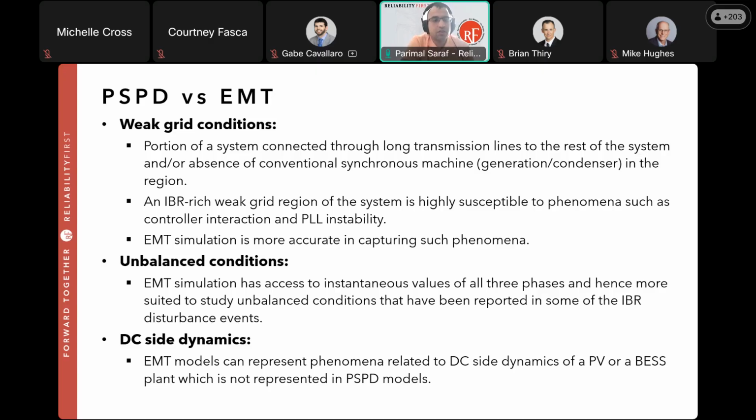DC side dynamics. All of these inverter-based resources, specifically solar and battery, have a DC side, which is typically not represented in tools like PSSE and PSLF. EMT tools do have the ability to represent these DC side dynamics. So anything to do with DC side dynamics, obviously EMT is the right tool to go to, and that would provide you the right granularity in what you're looking for. Next slide, please.